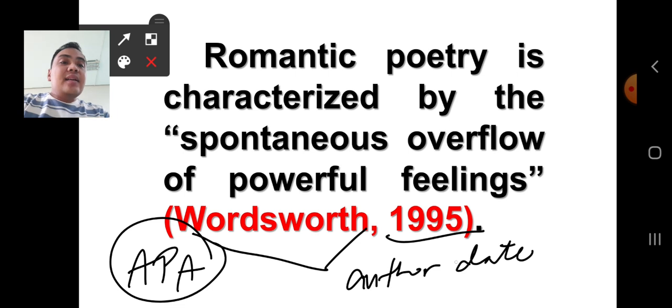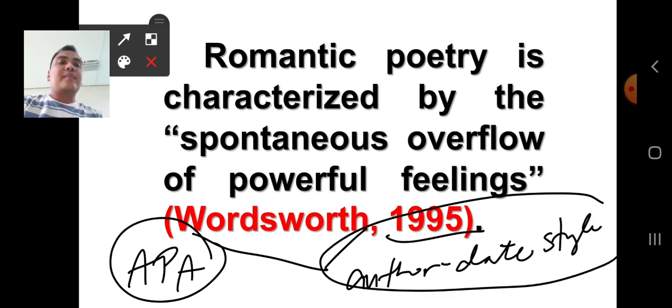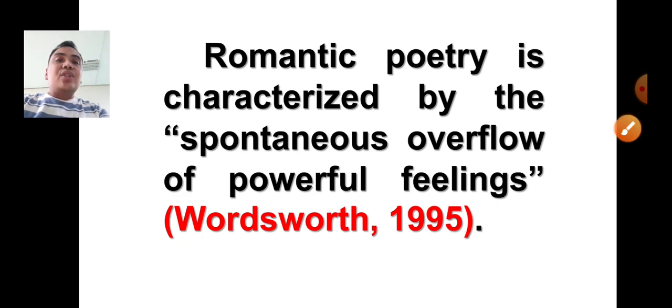APA style uses the author's name, specifically the surname, along with the date of publication. Therefore, another name for APA style is author date style. Okay, so that is the characteristic of APA style, author date style, which is being used for narrative and parenthetical citation.